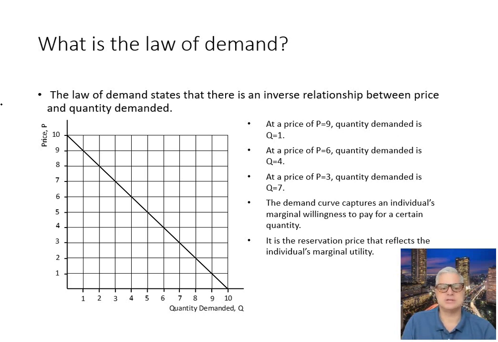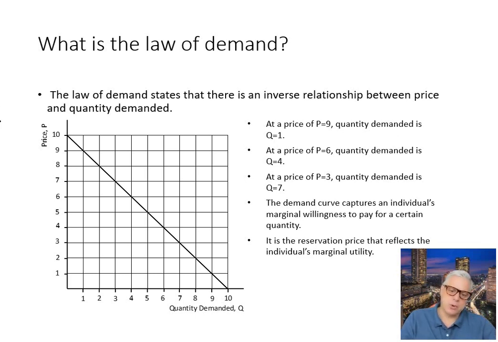You always will say, at the price of 9, quantity demanded is 1, or at the price of 6, quantity demanded is 4, or at the price of 3, quantity demanded is 7. So the demand curve is inversely related. That's the law of demand, which states that whenever the price goes down, quantity demanded goes up. So that's the inverse relationship.